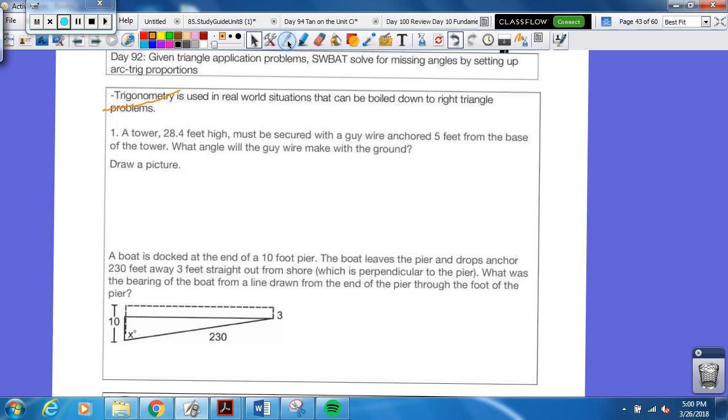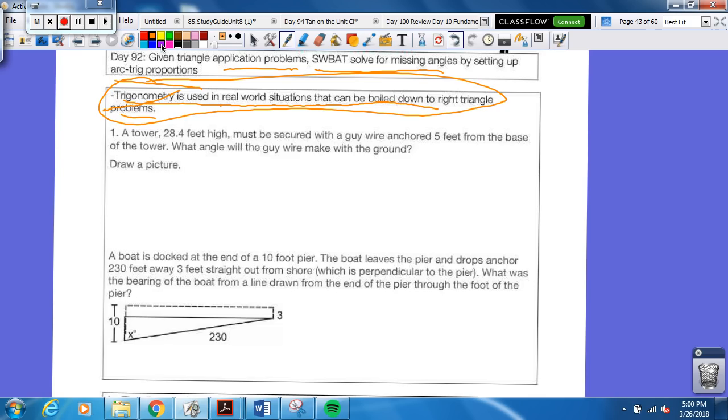Alright, let's check this out. Given triangle application problems, students will be able to solve for missing angles by setting up arc-trig proportions. It's the same lesson as last time, but now we have to draw the picture. Trigonometry is used in real-world situations that can be boiled down to right triangle problems. Copy this down in your notes right here. What do we got now?